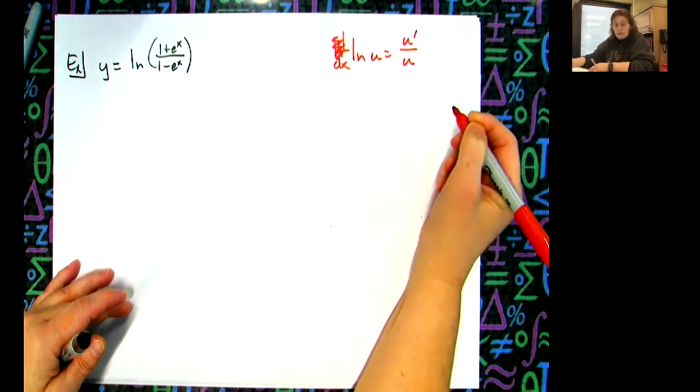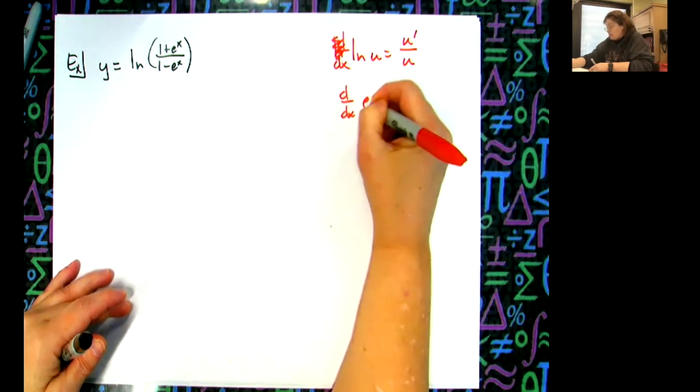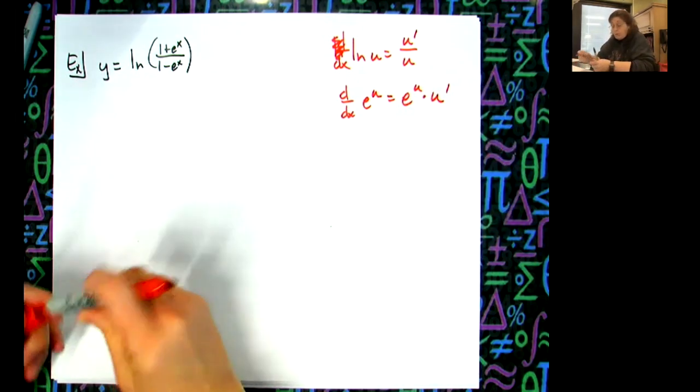Remember that? That's from a few days ago. You have to have that memorized. And we know d/dx of e to the u is going to be e to the u times u prime. Those are the things you have to have memorized to do this.